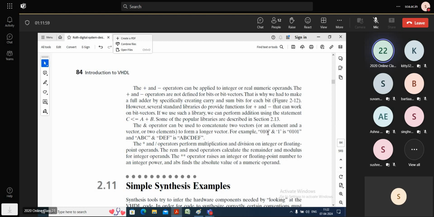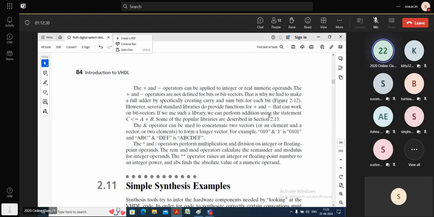Like if you write 010 ampersand 1, then 1 is concatenated, so this becomes 0101. Or A B C and D E F, they are concatenated, this becomes ABCDEF. And the star and slash operators perform multiplication and division on integer and floating point operands.